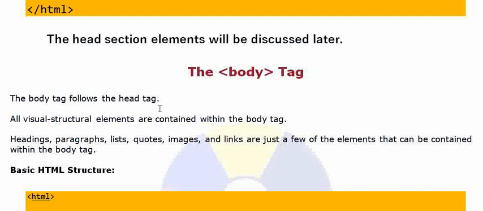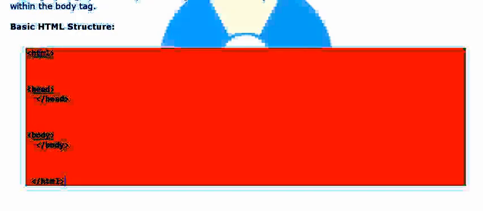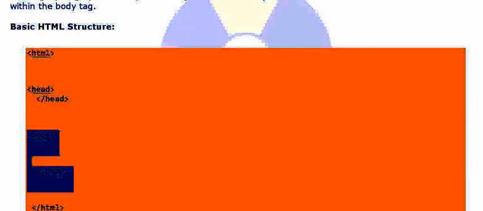The body tag follows the head. All the visual structure elements are contained in the body tag, and look at how it looks in real practice. The HTML tag covers everything, then follows the head tag, and the head tag closes. This is the opening and this is the closing tag for the head, and the head has done its work. And now the body tag opens. Everything that must be visible for the user of the website happens here. Everything. So look at how it looks in the editor. Let's go to the editor. In the editor, you place the body after you have closed the head.